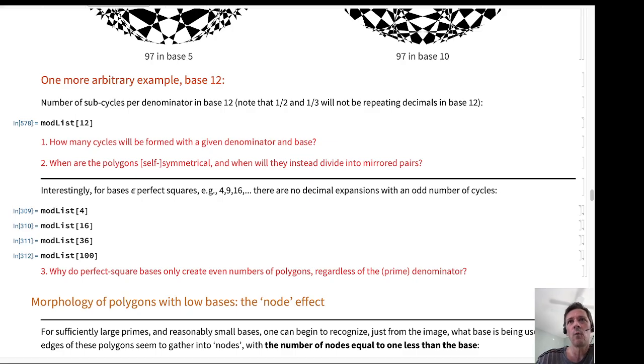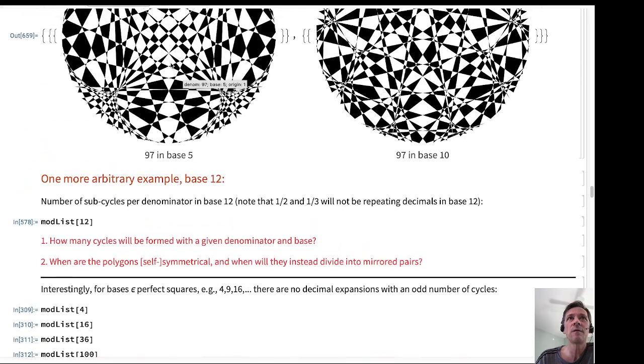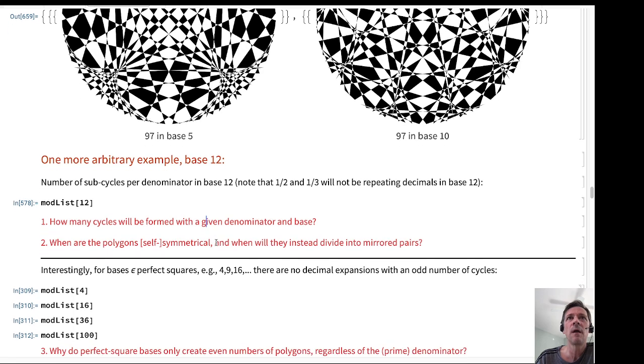7 base 10, 1. 11 base 10, 5. 13 base 10, 2. But is there some formula that lets me predict that? Second question, when are the polygons going to be self-symmetrical, and when will they instead divide into mirrored pairs?